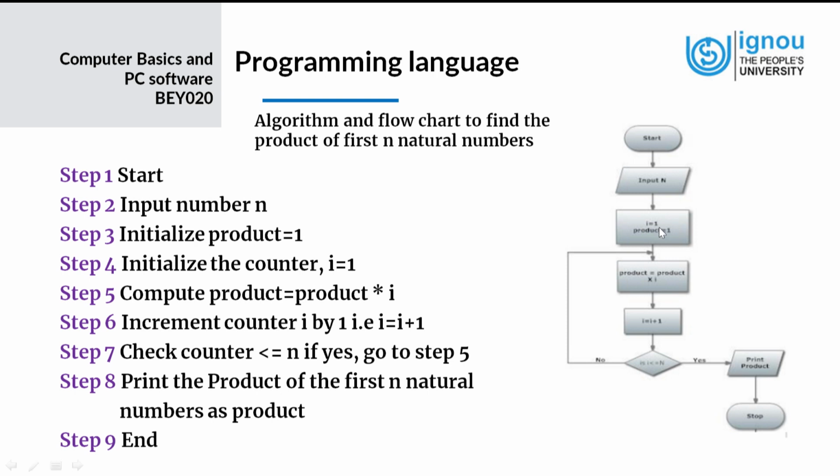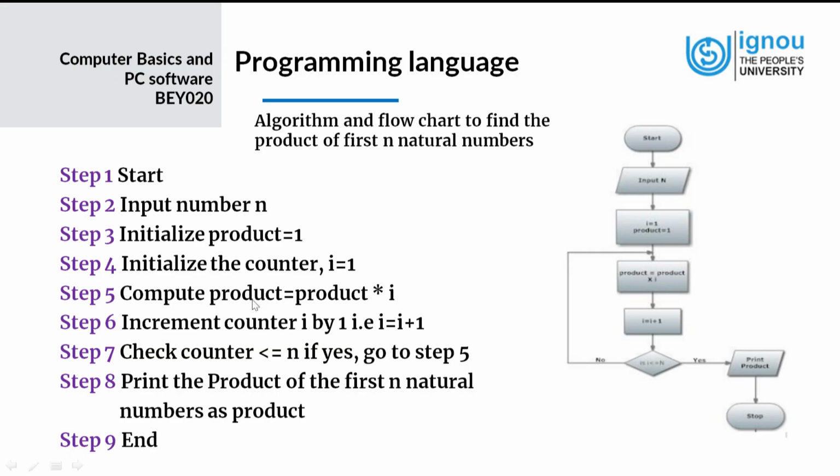So I is a variable which is initialized as a counter variable. It is quite common that i, j, k are used as counters. So you initialize I to 1, and the product also as 1 in this particular processing box. And in the next box, then you will be checking.